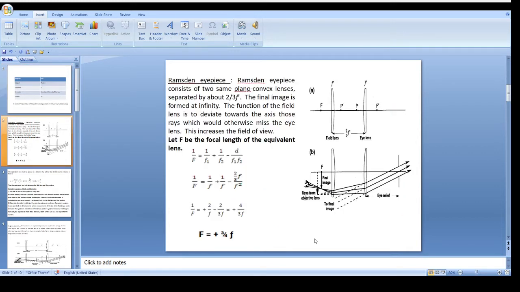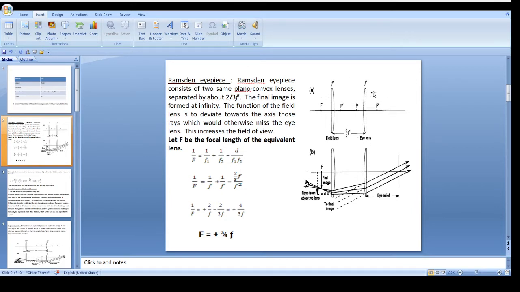First, we discuss the Ramsden's and Huygens eyepiece, and the differences between them. Ramsden's eyepiece consists of two plano-convex lenses separated by about 2/3 f. The final image is formed at infinity. The function of the field lens is to deviate toward the axis those rays which would otherwise miss the eye lens. This increases the field of view.